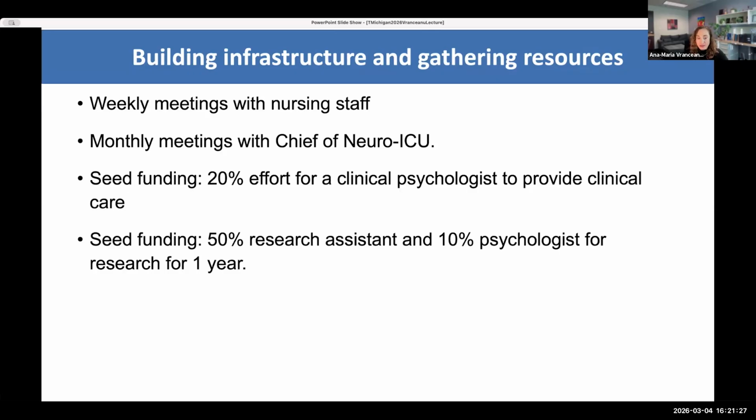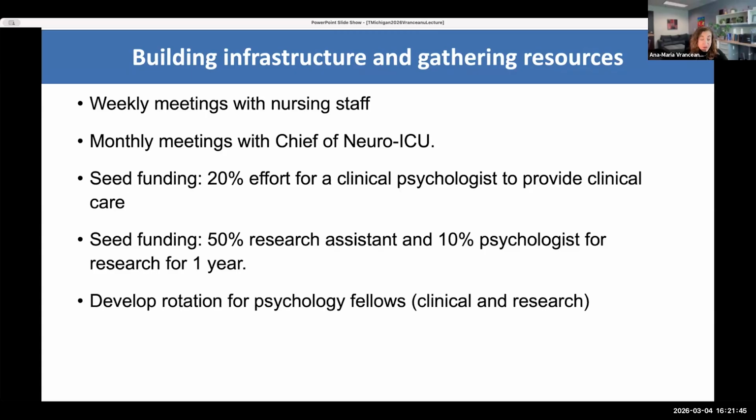for research for one year to start deepening our understanding of the patient populations and conduct some prospective work to understand the trajectory of emotional distress and think about psychosocial treatment targets. We also developed a rotation for psychology fellows to provide clinical work and engage in research, and started engaging the neurocritical care fellows so that we can do some cross-pollination of knowledge. And this was, again, very attractive to the Neuro ICU as well, which helped us with more resources.